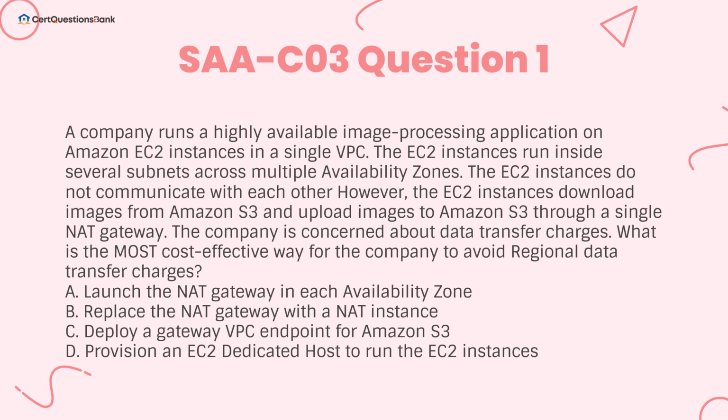A. Launch the NAT gateway in each availability zone. B. Replace the NAT gateway with a NAT instance. C. Deploy a gateway VPC endpoint for Amazon S3. D. Provision an EC2 dedicated host to run the EC2 instances.